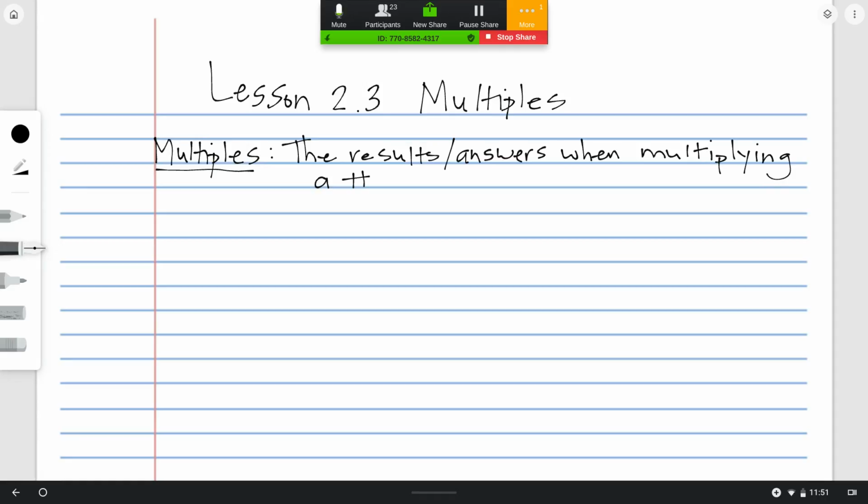a number. Okay, so when earlier we looked at factors, and factors were all those different combinations to the one number that we were multiplying. Now what we have is multiples, and multiples are just the answers. I don't need anything else. I need just the answers.